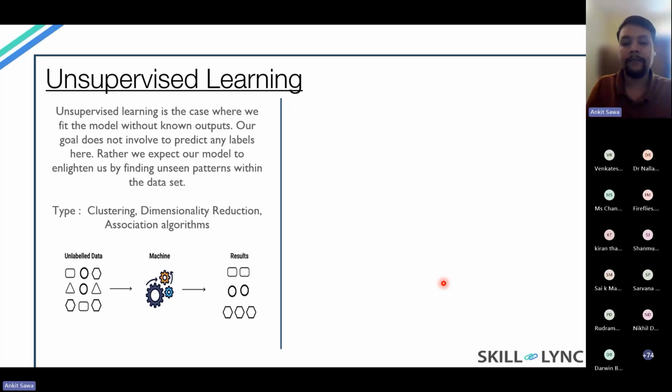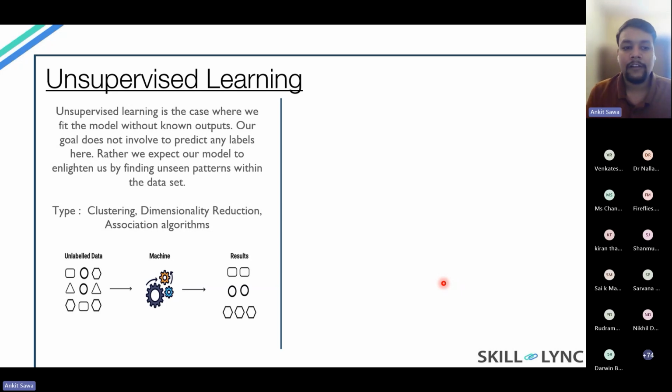Moving ahead, the other branch of machine learning, which we will cover, is unsupervised learning. So not every data in this world is labeled. Some data you have to make sense out of. Right. So unsupervised learning is the case where we fit a model without known outputs. We don't know what the outcomes are. Our goal does not involve predicting any labels here. Rather, we expect our model to enlighten us by finding unseen patterns within the data. So you basically just put the data into the algorithm and let the algorithm make some statistical calculations and draw some insights on its own.